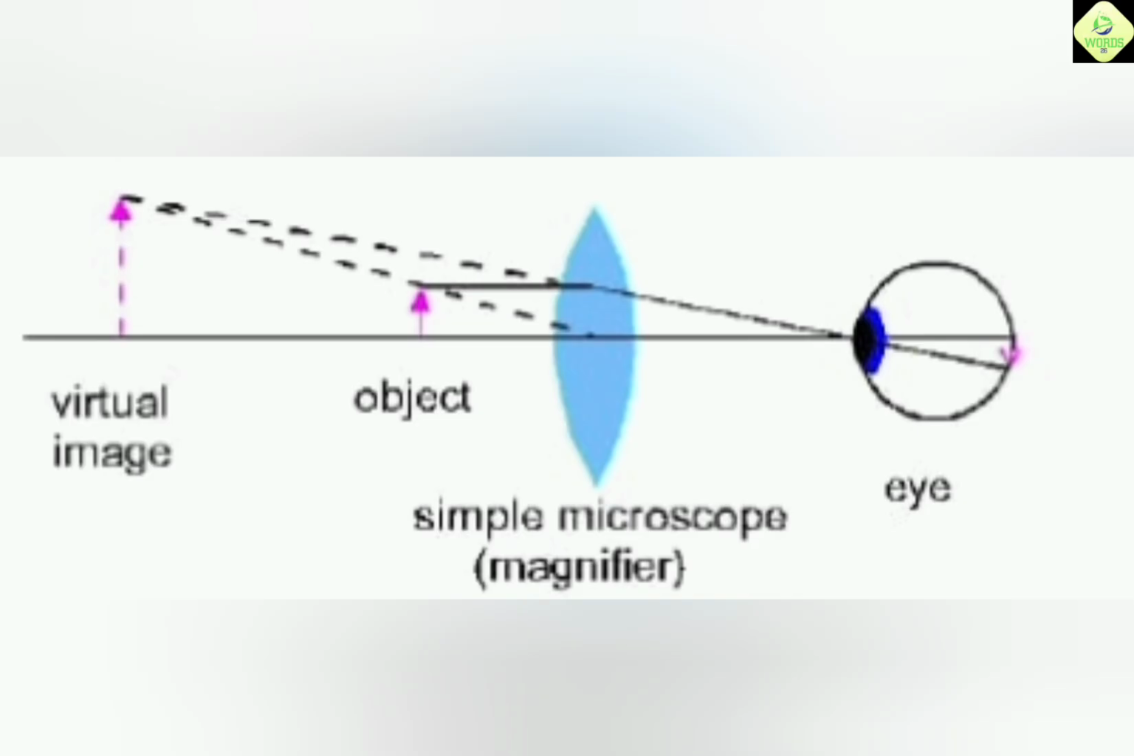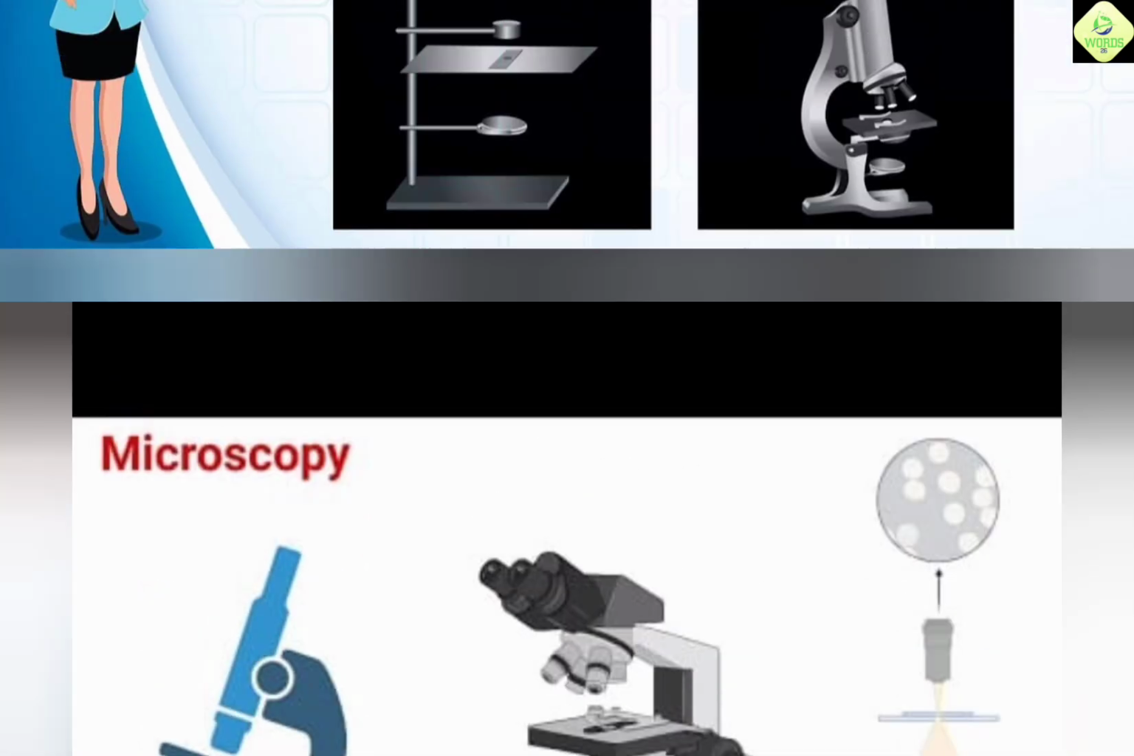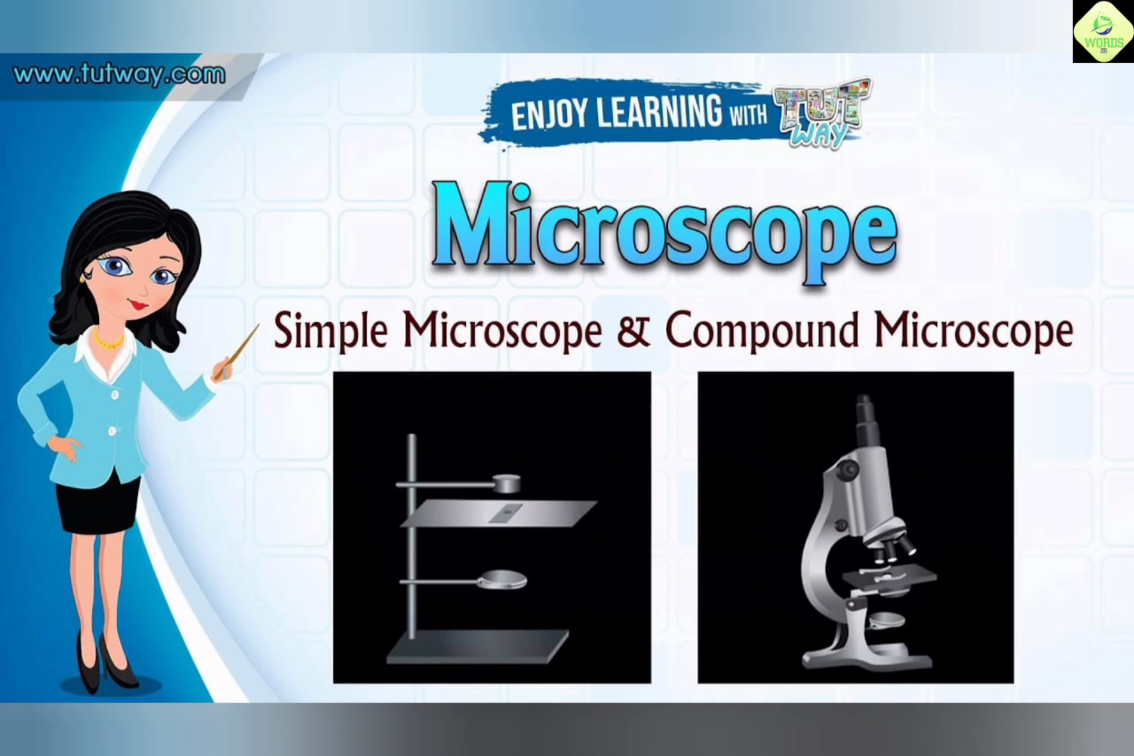Disadvantages of the simple microscope. Low magnification, low resolving power, cannot observe bacteria, viruses or cell organelles clearly, narrow field of view, less suitable for scientific research.